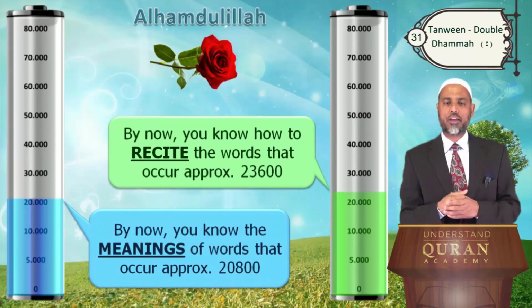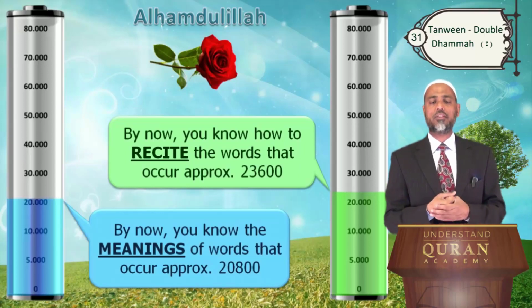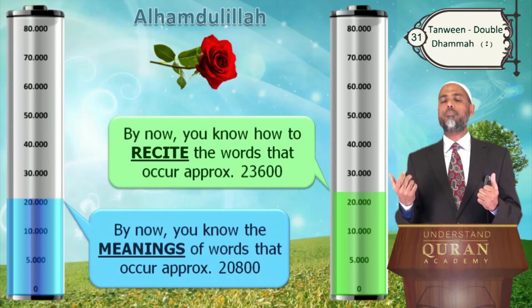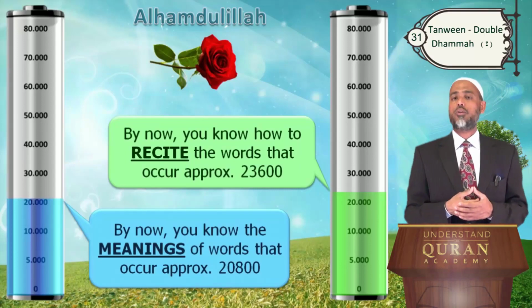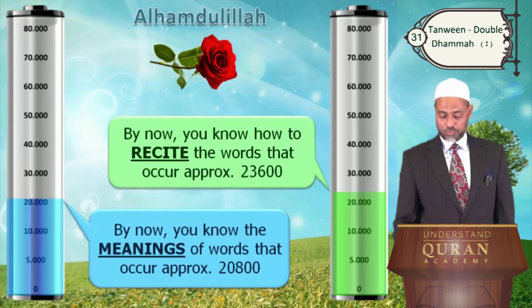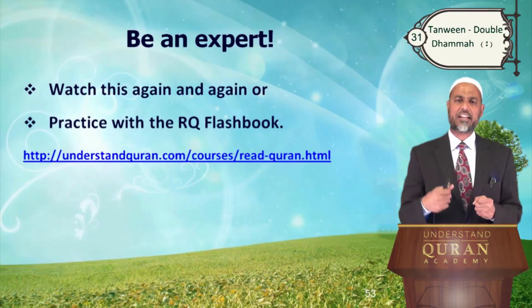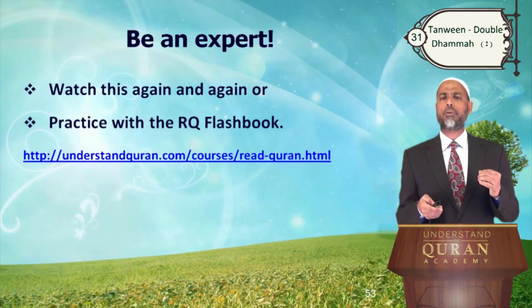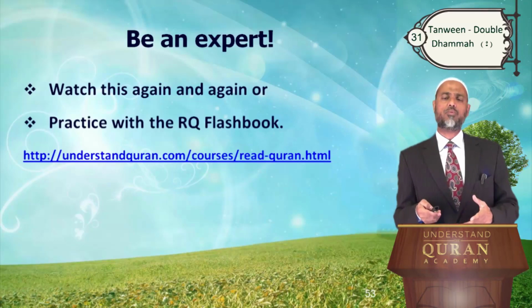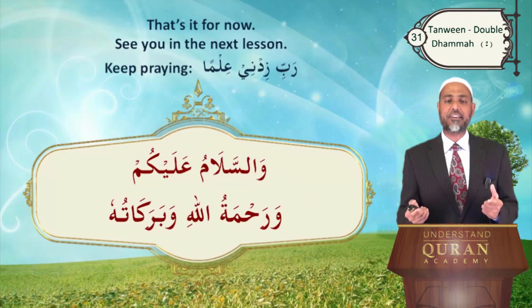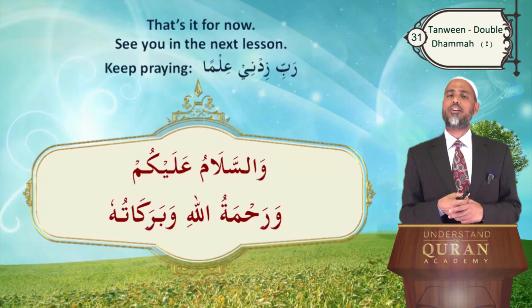Okay, by now, alhamdulillah, you know how to recite the words that occur in the Quran almost 23,600 times, and also the meanings of those words that occur 20,800 times. Let's thank Allah subhanahu wa ta'ala for the progress. Watch this again. Try to be an expert and practice it. Teach it to others, whatever you know. And keep praying to Allah subhanahu wa ta'ala for consistency. That's it for now. Jazakumullah khair.